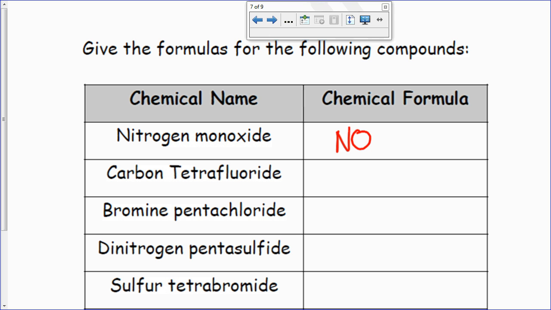Carbon tetrafluoride. Carbon does not have a prefix, so it must be a C. Now tetra. Tetra means 4, so there's 4 fluorides. So I'm going to put an F, and I'm putting my 4 down in my subscript. There's your formula. Let's try one down here. Dinitrogen pentasulfide. Dinitrogen means there must be 2 nitrogens. We don't put the 2's out front in chemistry, we put them down in subscripts. Penta means 5, and sulfide is S, so I'm going to try that way. So, dinitrogen pentasulfide. Kind of cool.